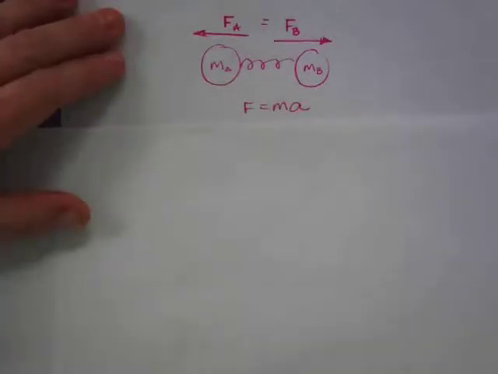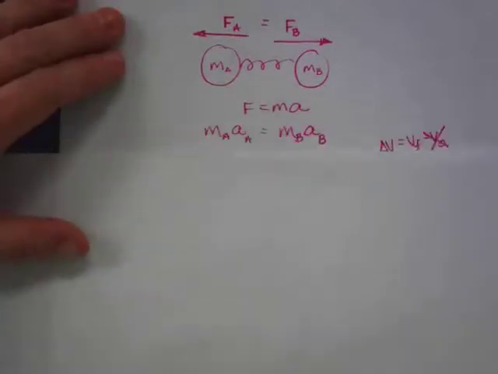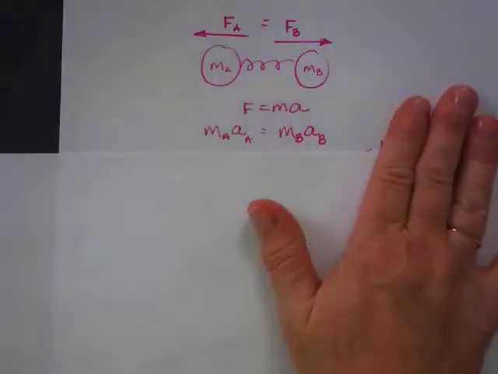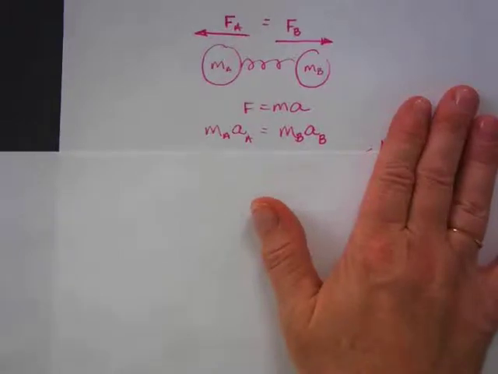If F equals ma, then that is true. Ignore this over here. Do you see why the following is true? That last thing? Yeah. Mass of A times acceleration of A equals mass of B times acceleration of B, because the force from the spring is the same on both of them.